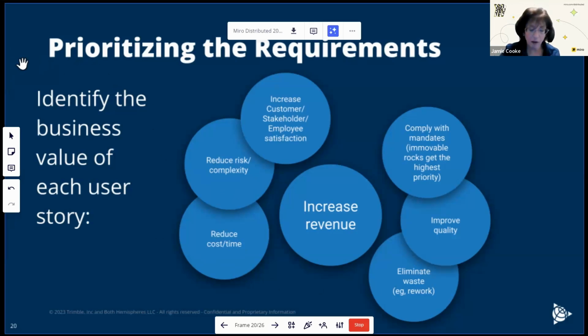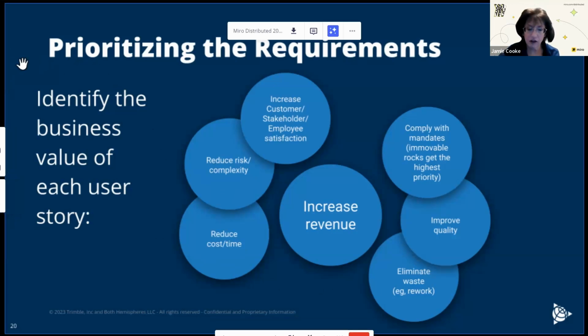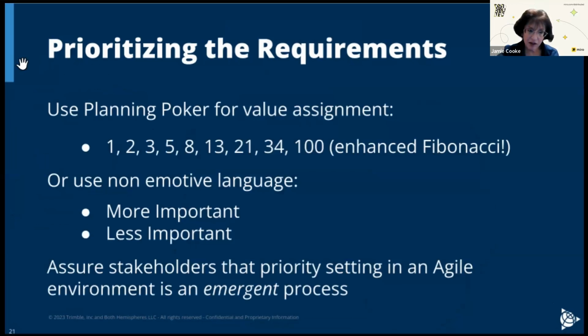It's thinking harder about what the direct and indirect value of each feature could be. When you have defined that value, the Agile approach, the most common approach, is something called planning poker, which is basically applying a numeric value to each sticky note. And it uses a Fibonacci sequence, which has a degree measure of numbers increasing. I choose to modify that.